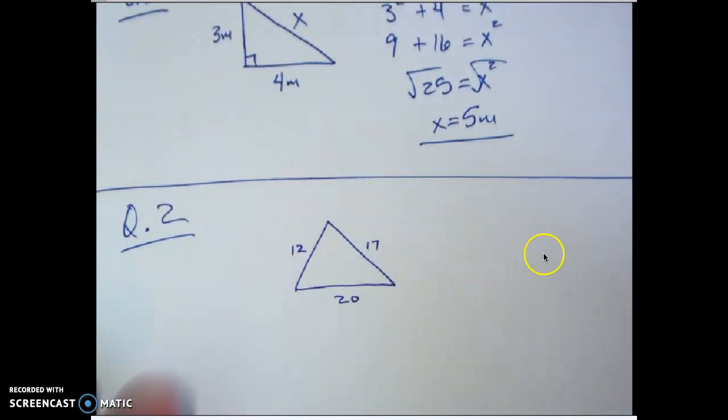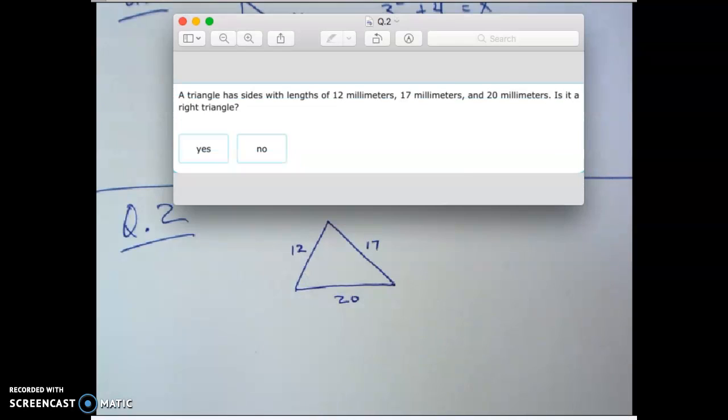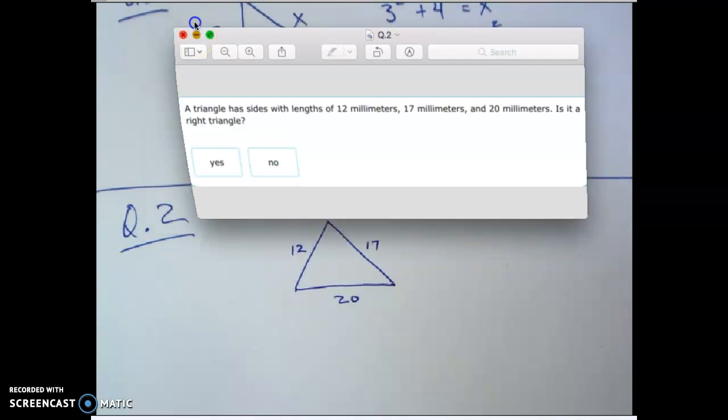Now we had mentioned that the Pythagorean theorem is for right triangles only. So in this question, we're asked, if the triangle has sides of 12, 17, and 20, is it a right triangle? Well, if those sides work in the Pythagorean theorem, then yes, it is. If those sides do not work in the Pythagorean theorem, then no, it is not. And remember, the hypotenuse is the longest. So that means in this case, if it's a right triangle, 20 is the hypotenuse.